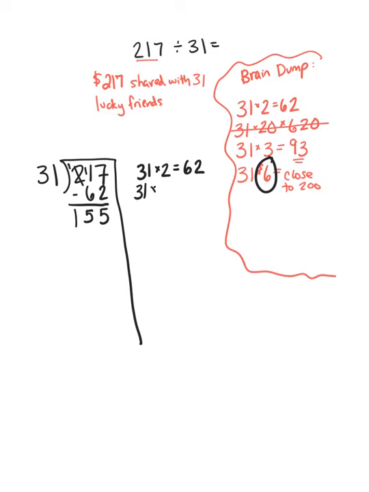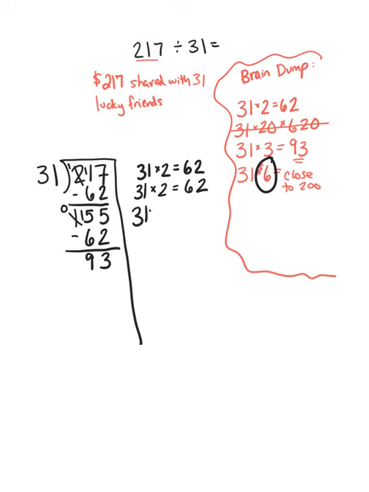So let me go ahead and give each friend another $2. So I've handed out another $62 to my friends. Let me subtract that and see how much money I still have left to share. So 5 minus 2 is 3. And then I need to borrow here. 15 minus 6 is 9. Okay, so I've got $93 left to share.